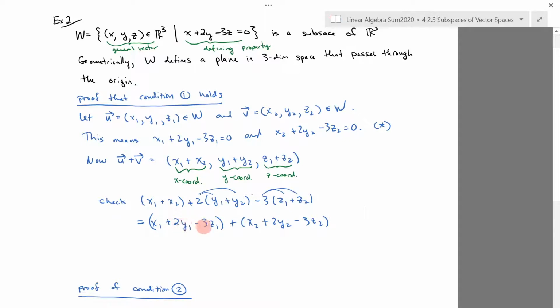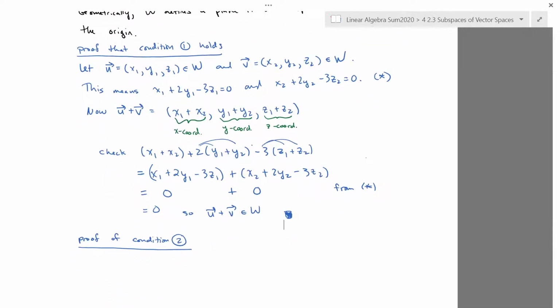And then, however, this is coming from this equation, so this part is equal to 0. And this is coming from this equation, so this part is equal to 0. So this is 0 plus 0. Right, so that's just from these two equations here. And so this shows that these three coordinates satisfy this equation. And so u plus v is also in W. Okay, so that shows condition 1.